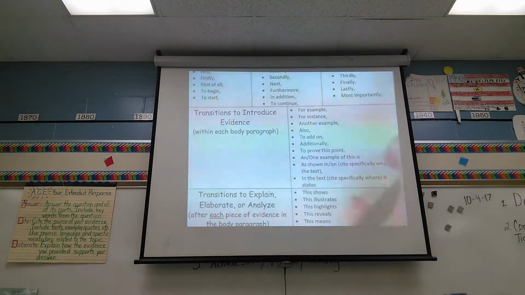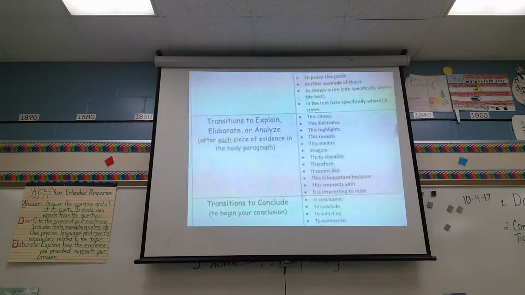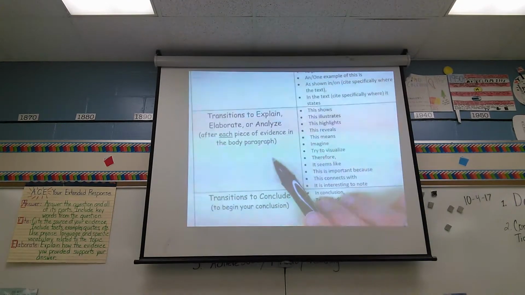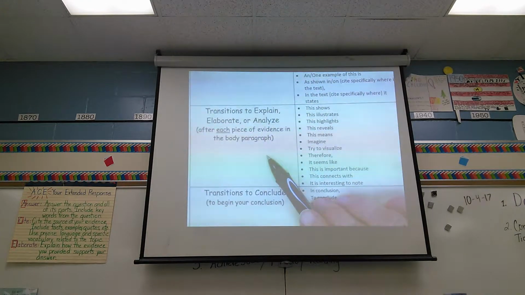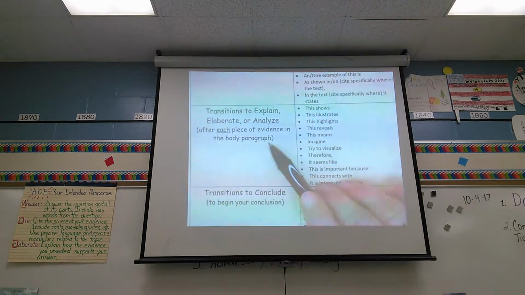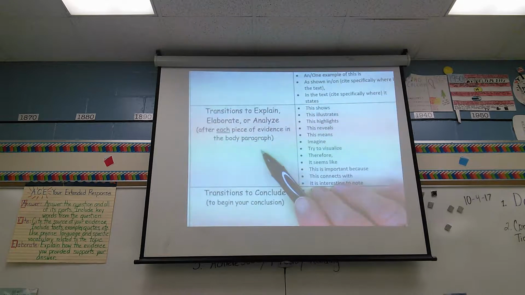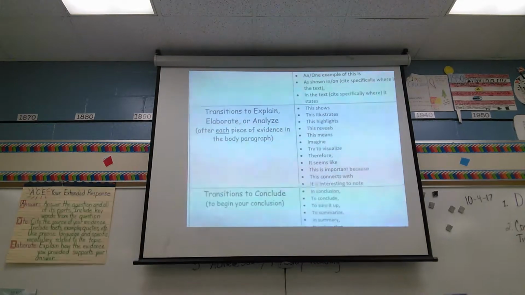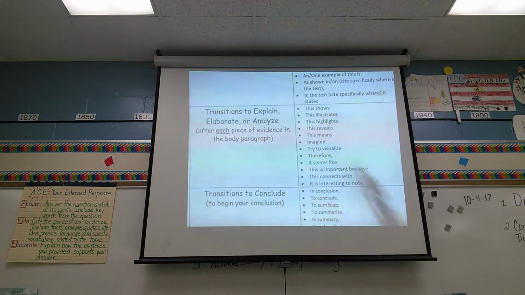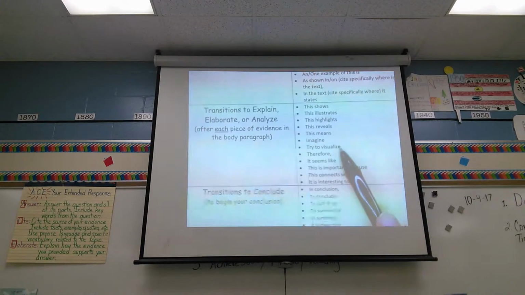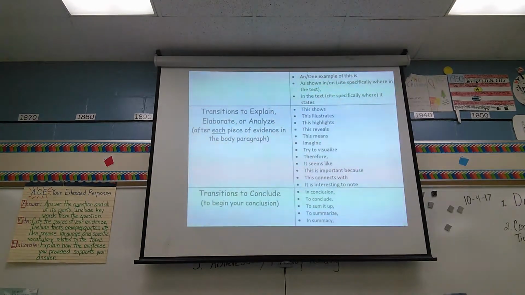So once a child, or an author I should say, once a writer introduces the detail, they then need to elaborate on it. What does this show? And sometimes these elaboration prompts are not necessarily showing up in the writing, although they can, especially for a beginning writer, but they're more to get the writer to think about what they want to say.